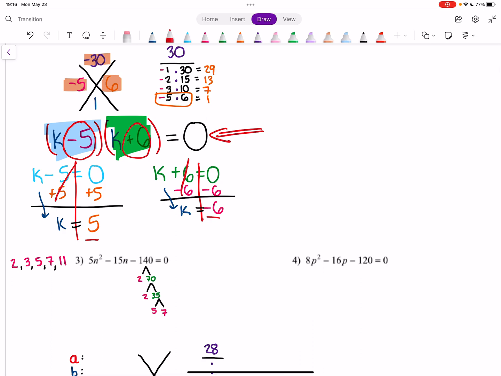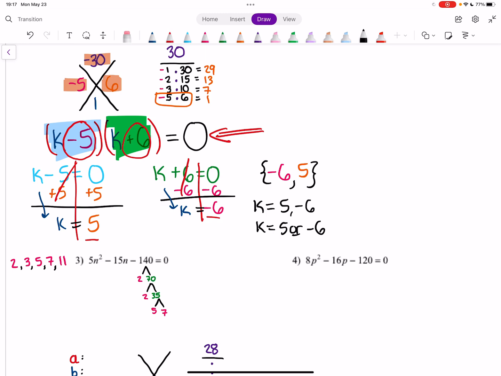There are multiple ways to express your solution. The most popular way is to use braces and write your two solutions, negative 6, comma, 5, separating each solution with a comma. You could also say, and it's totally acceptable, to write k is equal to 5, comma, negative 6, or you could write k equals 5 or negative 6, or you could separate them out if you'd like. Any of those three options are totally acceptable.